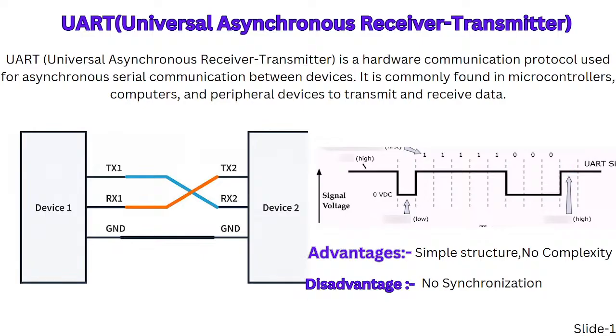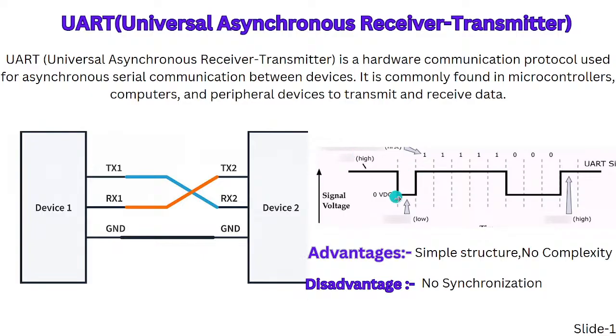Now it has one advantage: the structure is very simple. We can use only a transmitter and receiver, two wires only. But the disadvantage is there is no synchronization between devices. Synchronization means, suppose this device sends some data and this device receives other data. It takes some time to send the data and receive the data. Once the device has sent, at that same time device 2 receiving is not possible.